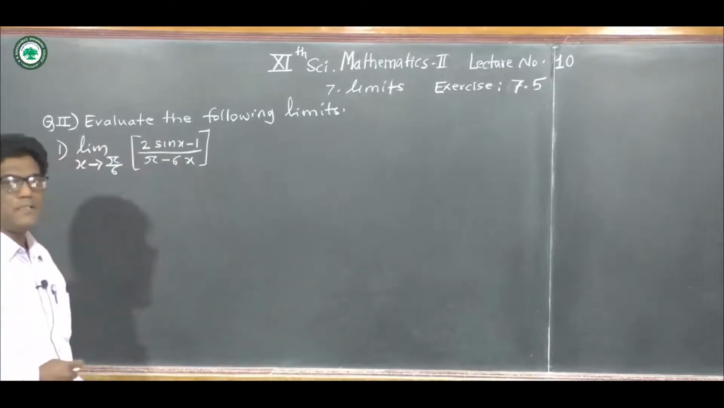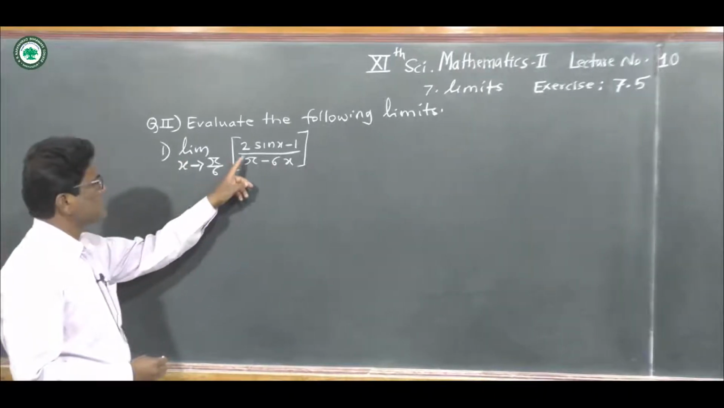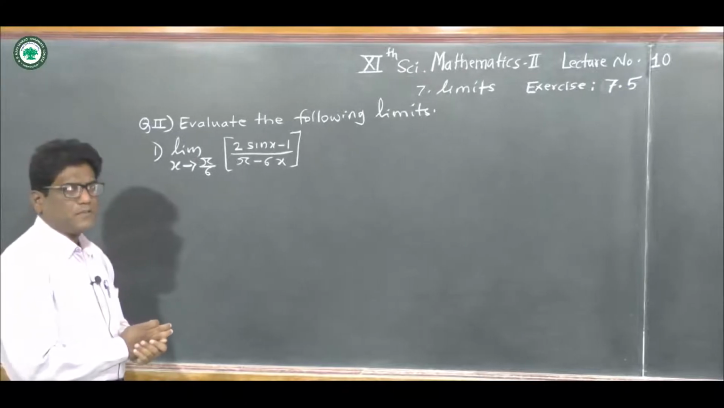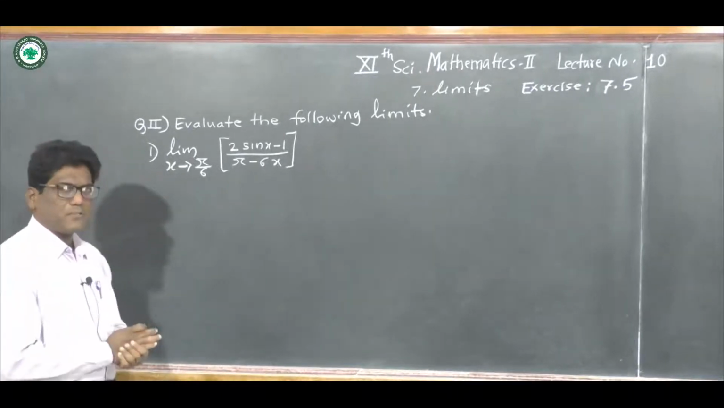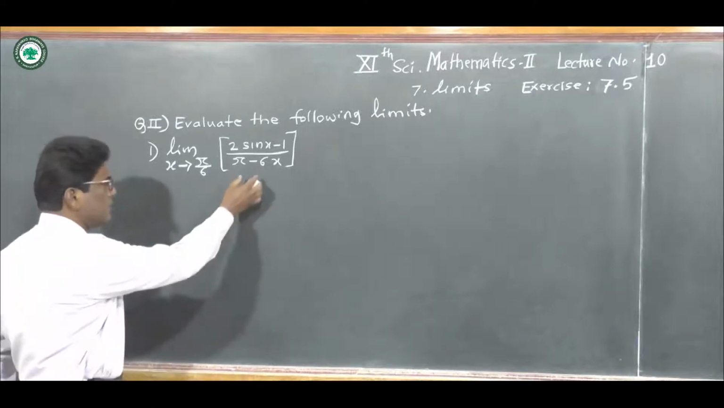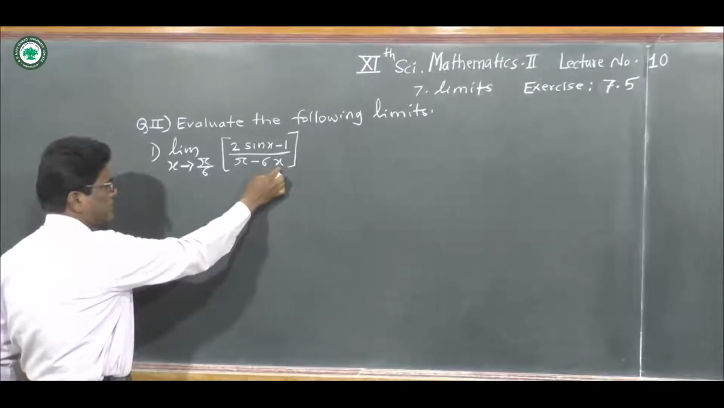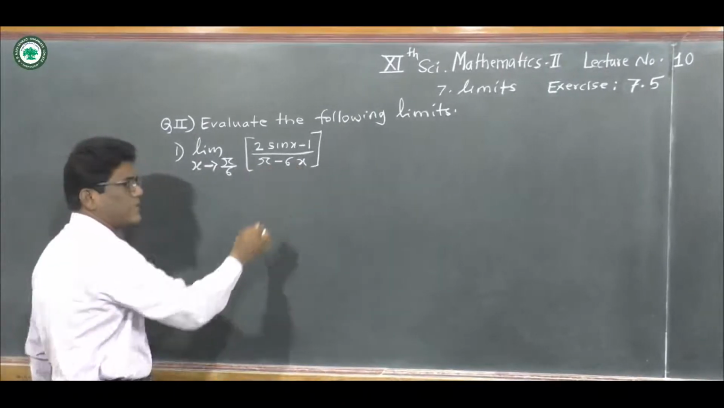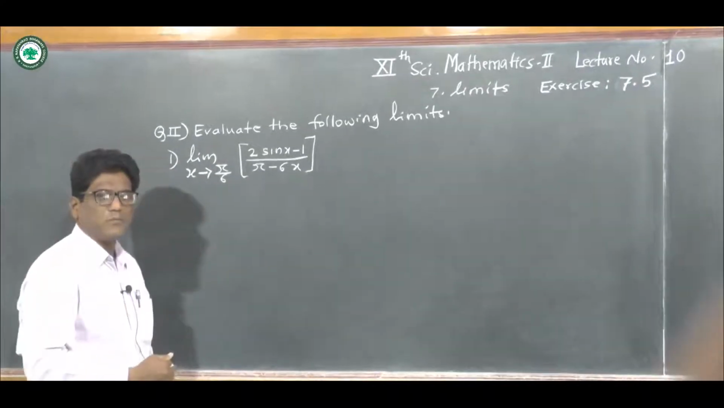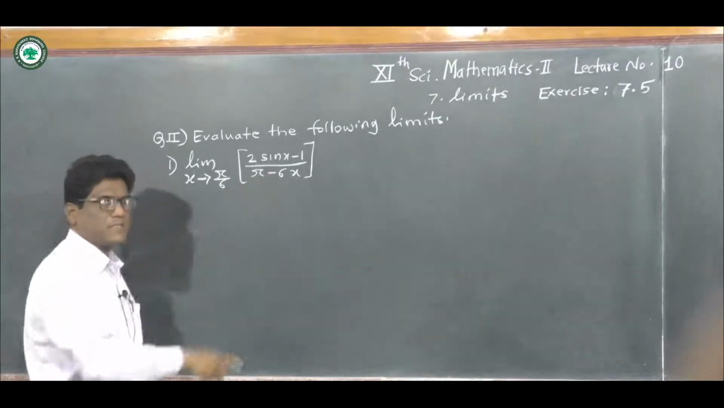Evaluate the following limits. First problem: limit as x tends to pi by 6 of (2 sin x minus 1) upon (pi minus 6x). Now all these problems depend upon the substitution method, we know. Here in the denominator, if we put x as pi by 6, the 6 gets cancelled, so pi minus pi is 0, that means the denominator is 0. So we have to solve this problem by using some method.